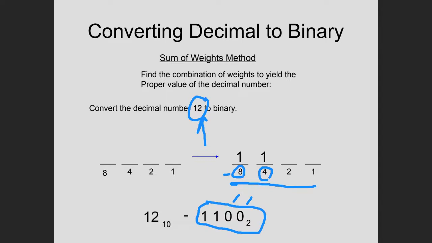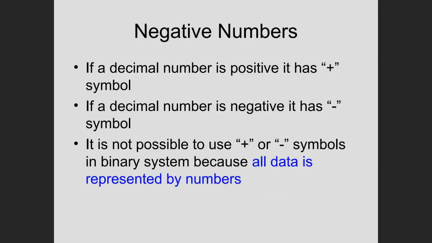about, well, what if I want to represent a negative number? How would I represent a negative number in a digital device, since we know that the only thing that can go in the register cell is a 1 or a 0? You can't put a plus sign in the register, and you can't put a minus sign in the register. It's not possible to represent these symbols in a register. So how would you represent a negative number?